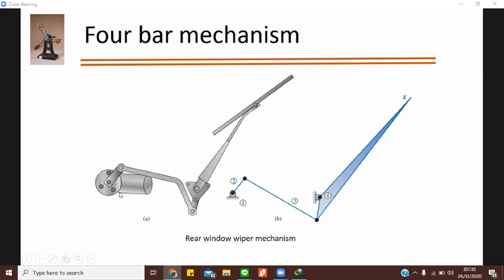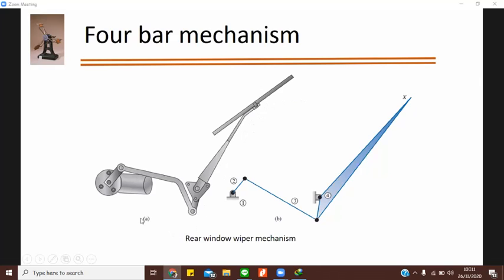So it is actually a 4-bar mechanism. So what 4 bars do you have? This is your first link. This is your second link. This is fixed. One link is fixed. That's the first link, then the second link, then the third link, and this is your fourth link on which you are actually having motion.